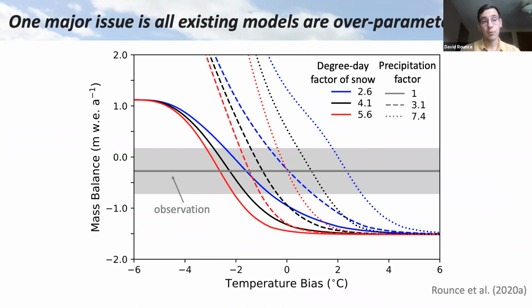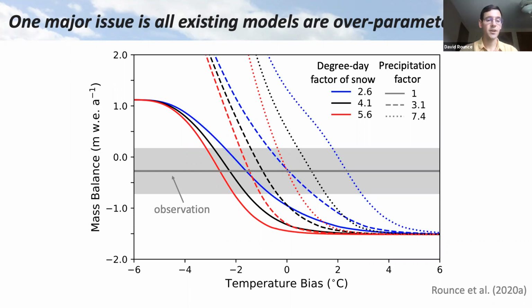Now, the one major issue that we run into is that all existing models are over-parameterized. So the plot that you're seeing here, on the y-axis, shows the mass balance. That gray line is showing the observed mass balance, so it's at about negative 0.3 meters of water equivalent per year. And then the shaded gray is showing you the uncertainty associated with that observation based off of one standard deviation. On the x-axis, you see one of our model parameters, the temperature bias. And so you see how the mass balance varies with respect to the temperature bias. And then the line colors show the impact of the degree day factor of snow, and the line style shows the impact of the precipitation factor.